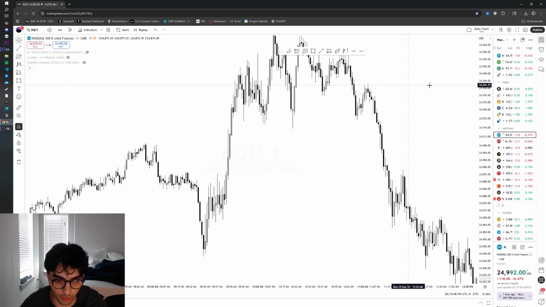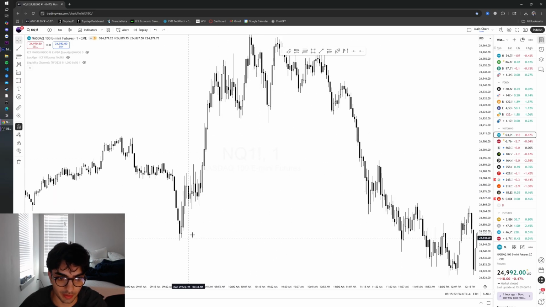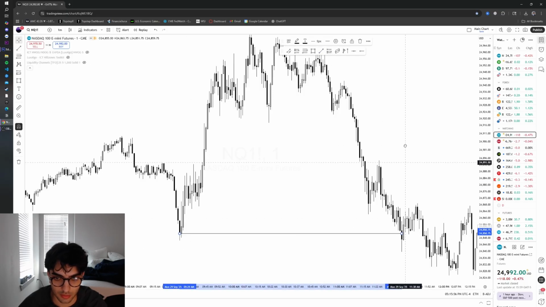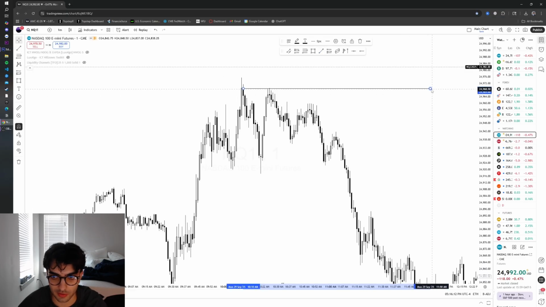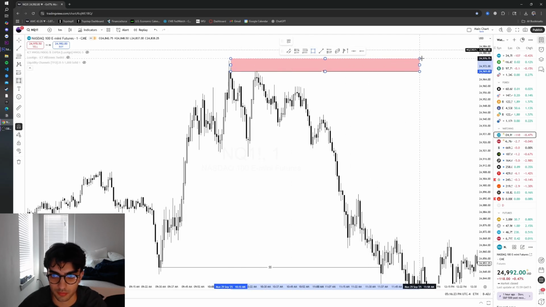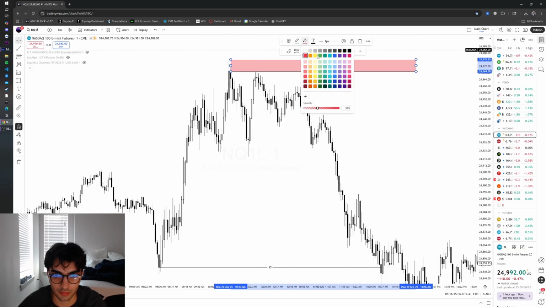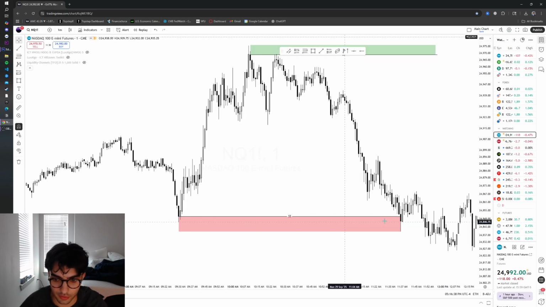Let's take a look at more examples here. This is market open right here. We can say that this is a low. What would that be? That would be the sell side. The high, that's buy side. And just like I was showing you before, what's up here? All the buy stops are up here. And what's down here? All the sell stops are down here.